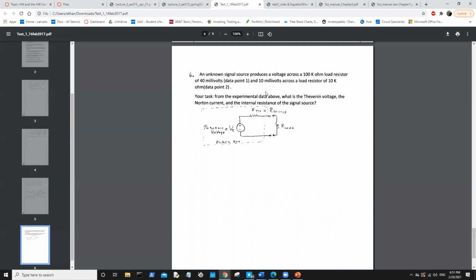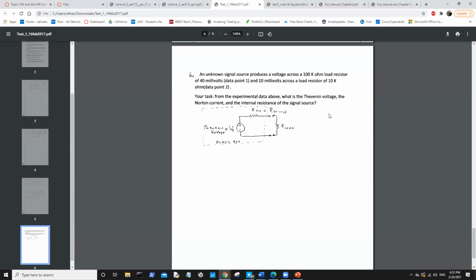Is this just straight up Thevenin equivalent circuit analysis? Your task: what is the Thevenin voltage, what is the Norton current, and what is the internal resistance? So we're given some data. We have no clue what's in this black box, supposedly. We have to figure it out. So this is reverse engineering.